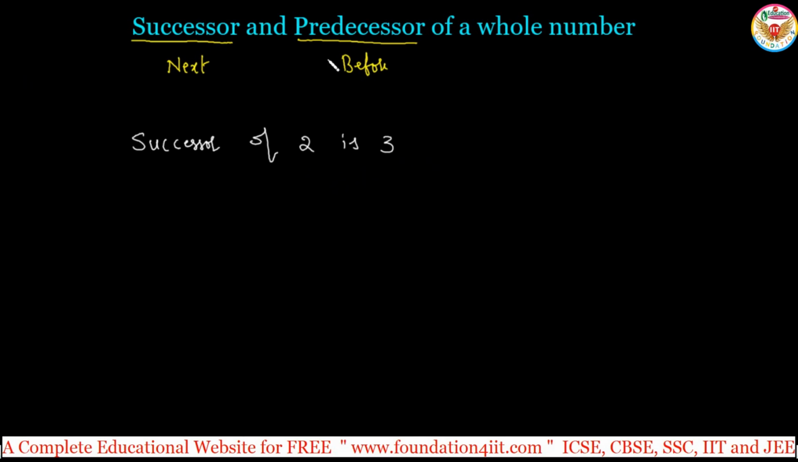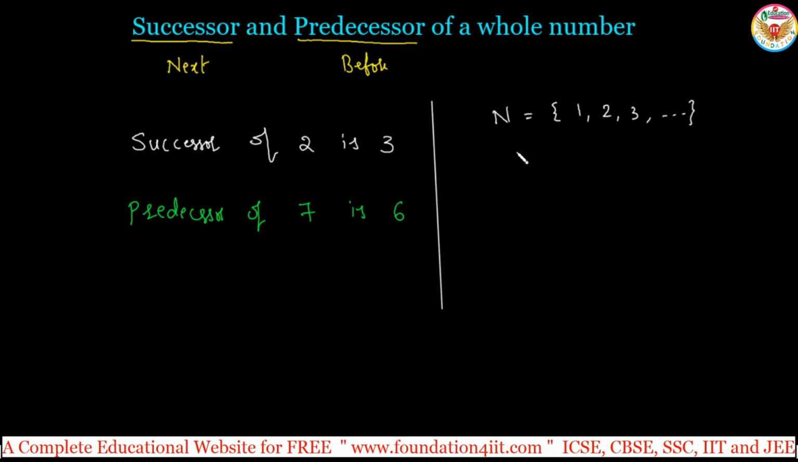And next one, predecessor. Predecessor is the before number. So predecessor of 7: before 7 is 6. These are examples for the predecessor. Predecessor is the before number, successor is the after number. You remember. Now based on this, we need to remember a few points. Generally, natural numbers begin with 1, right? 1, 2, 3, and so on. And whole numbers are 0, 1, 2, 3, and so on.